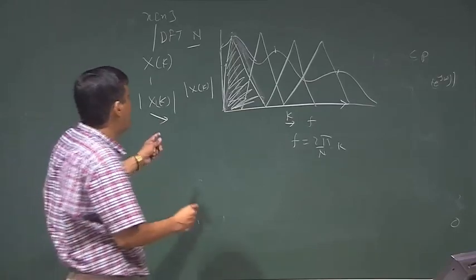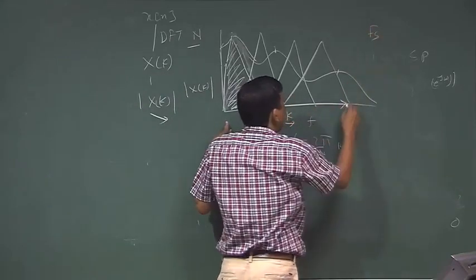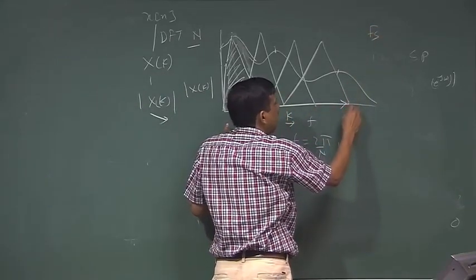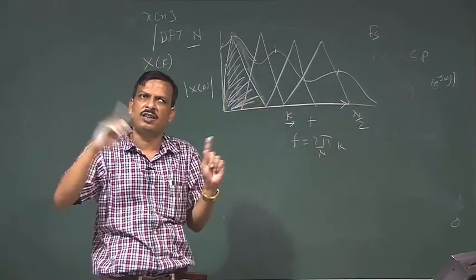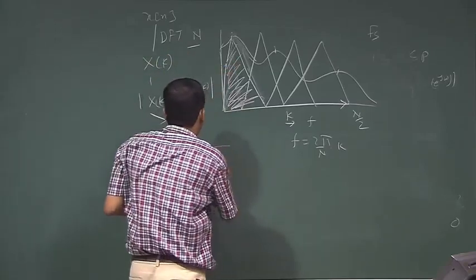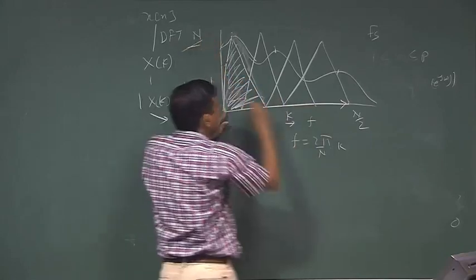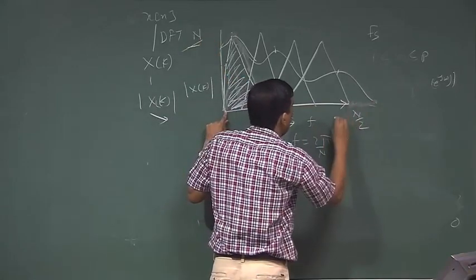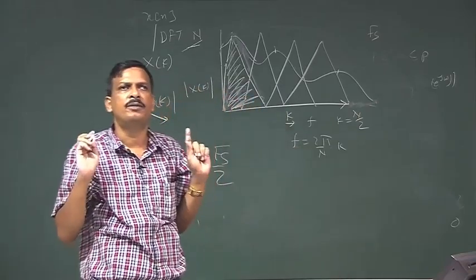Suppose the sampling frequency is Fs, how much n should I take? I should take up to n by 2, because DFT is symmetric. So, if it is Fs, then the maximum baseband frequency is Fs by 2. If I have a DFT length n, then I can take up to k equal to n by 2, which is sufficient for designing the filter.